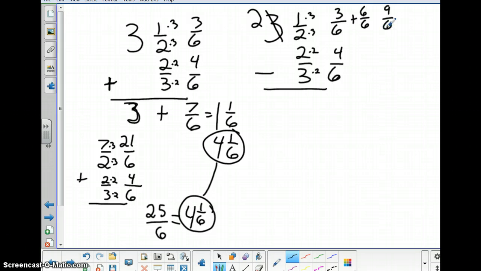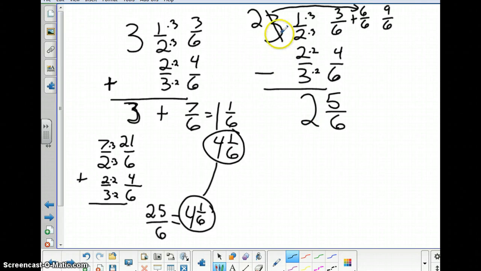9/6. Now what I tell the students to do is, when they borrow a whole, I make them draw a line, an arrow, pointing to where it went. So we understand if you take a whole, it doesn't just disappear, we're using it. We're renaming it as 6ths so that we can subtract. 9/6 take away 4/6 is 5/6. And our whole number, we still have 2, nothing else to subtract. We get 2 and 5/6.